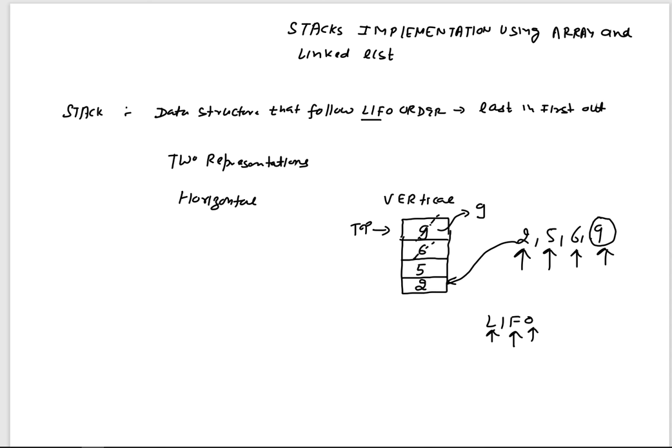The second element you delete is this one, then this one, and then this, and finally this one. If you see the order, the last element is the first out. The last element is 9, and when we delete, we delete this last element first. So this is the simple concept of the stack: last in, first out. Okay.